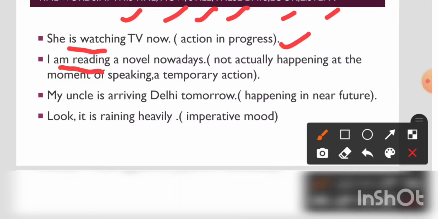"Am reading" shows a temporary action which is not actually happening at the moment of speaking. My uncle is arriving in Delhi tomorrow. "Is arriving" is showing the action happening in the near future. Look, it is raining heavily. The sentence is in imperative mode.